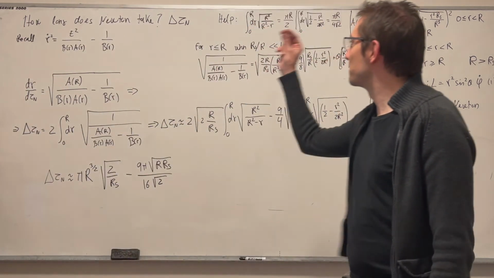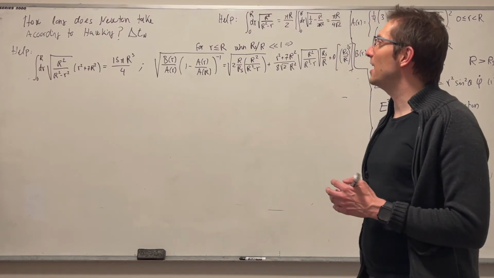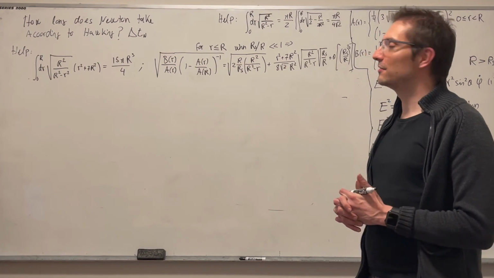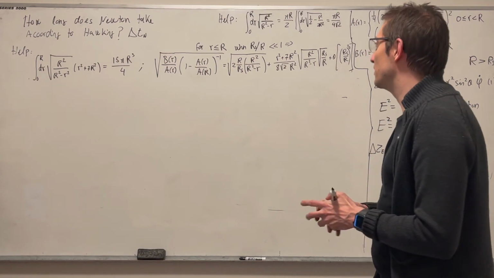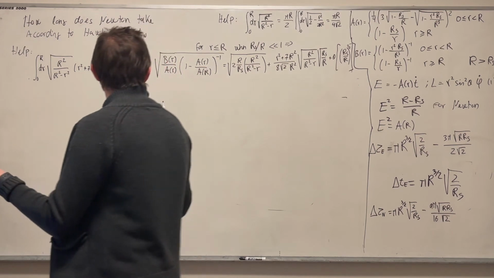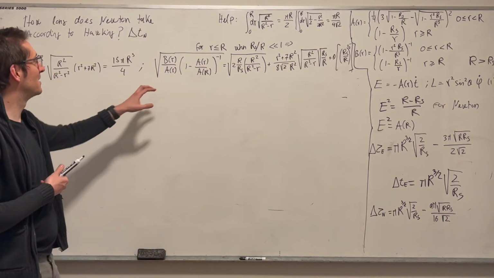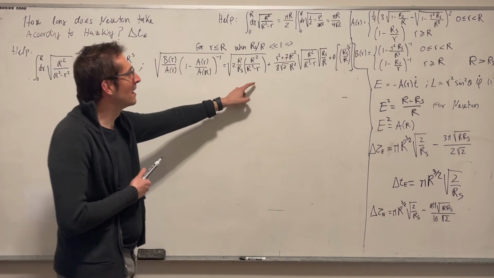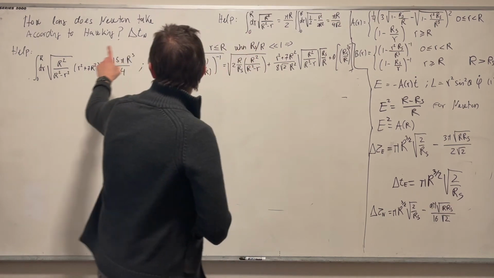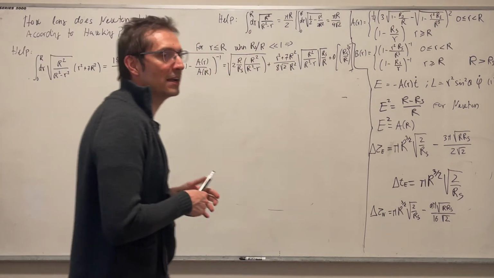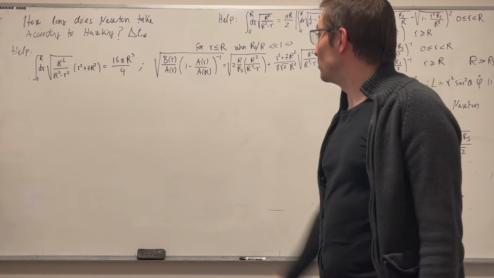So let's see. All right, so how long does it take, according to Stephen Hawking, for Newton to get across the planet? Now, this one is the most difficult one, calculationally speaking. So I gave you more help. I gave you this expansion here, and I also gave you one more integral that we're gonna need. All right, so let's get to it.